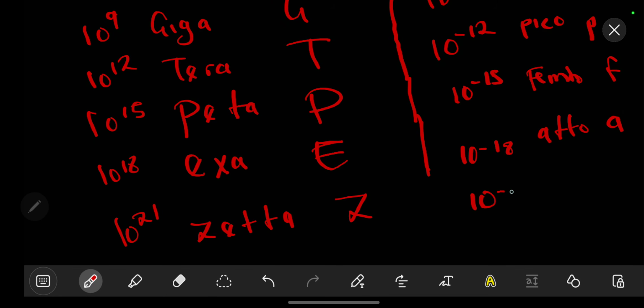Then the negative one is called zepto. So here we are going to have zepto. Then the symbol will be small letter z like that.